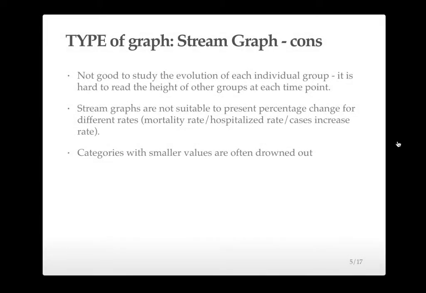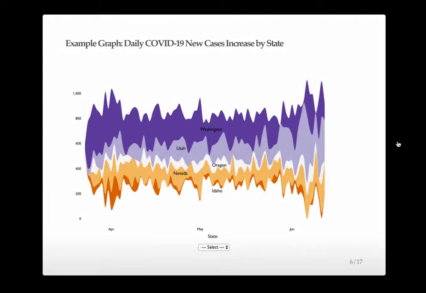However, there are some limitations of the stream graph. First, a stream graph is not good for studying the evolution of each individual group. It is hard to read the height of a specific group. And a stream graph is not suitable to present percentage change over different rates. I will explain this part later. And sometimes categories with small values are often drowned out.